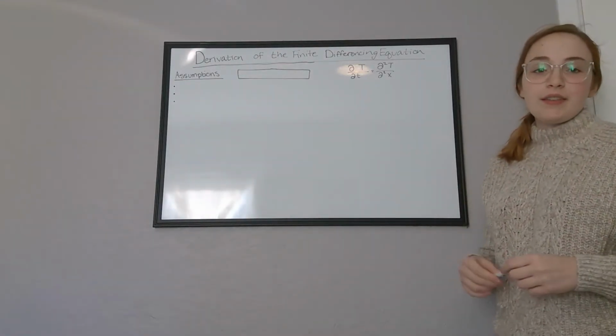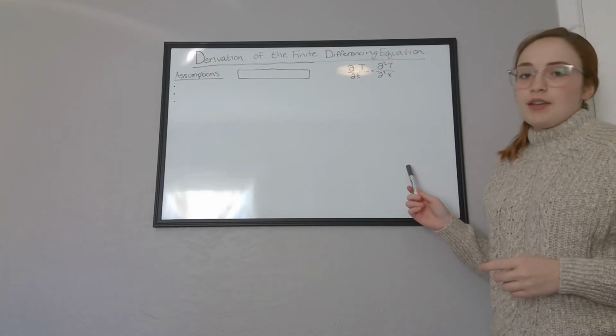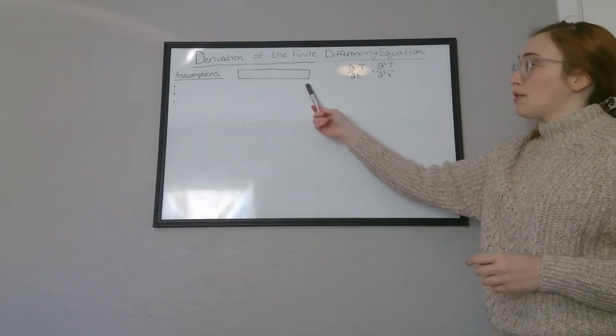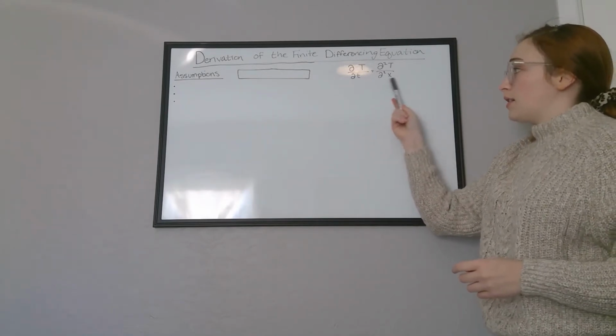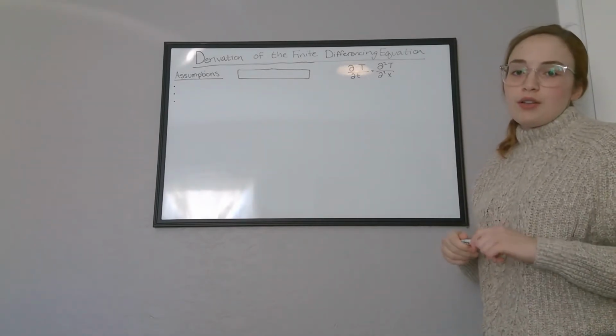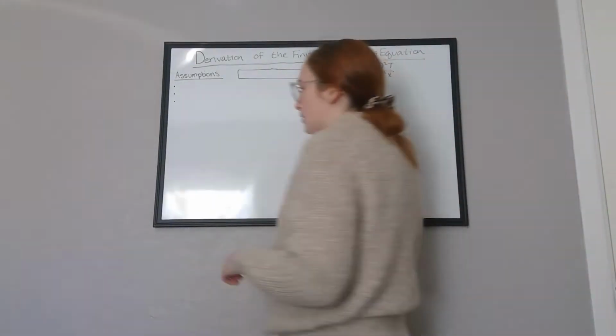Abby, and in this video I will be deriving the finite differencing equation of a linear bar. We're going to start with what we found when we were getting the heat diffusion equation for Cartesian coordinates. We have some assumptions before we start.